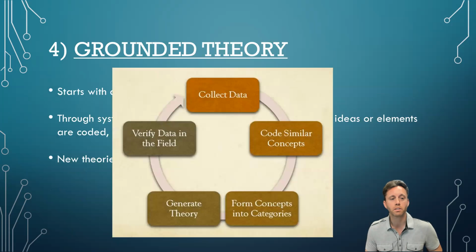The fourth kind that we're going to look at today is all around the grounded theory. Here we're going to start with collecting data in order to answer a particular question. We use that data set that includes the coding of similar concepts into categories. We use that data set in order to think about what theories emerge from that and best support that data in order to be able to verify that again through further analysis in the field.